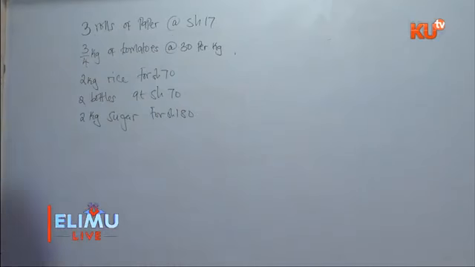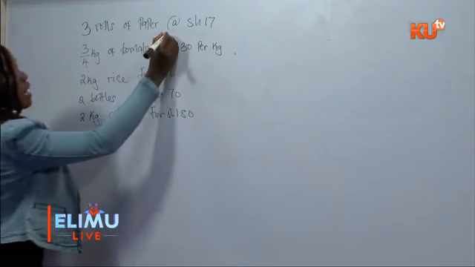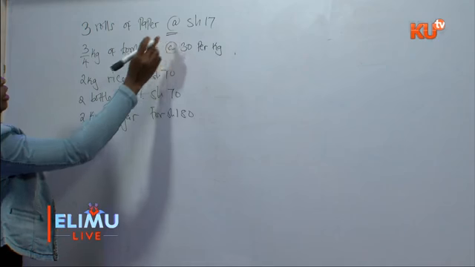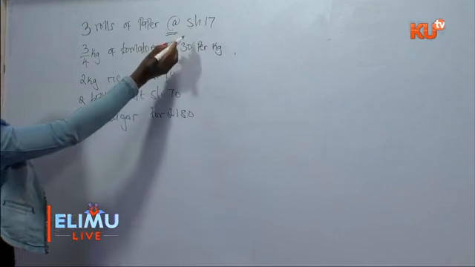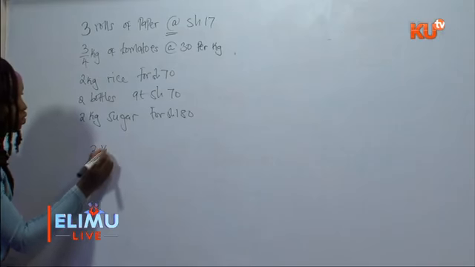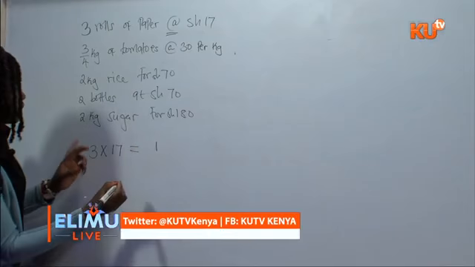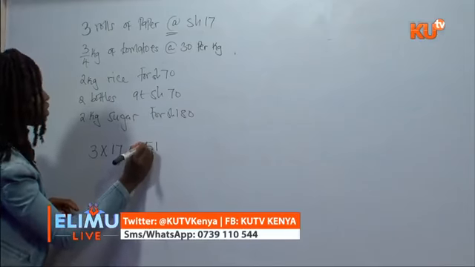So we look at the first thing, 3 rolls of paper at 17 shillings. This at here means each roll costed 17 shillings. So we take 17 times 3. The number of rolls, there are 3, times the cost of one roll. We get 1, 21, carry 2, 51 shillings.